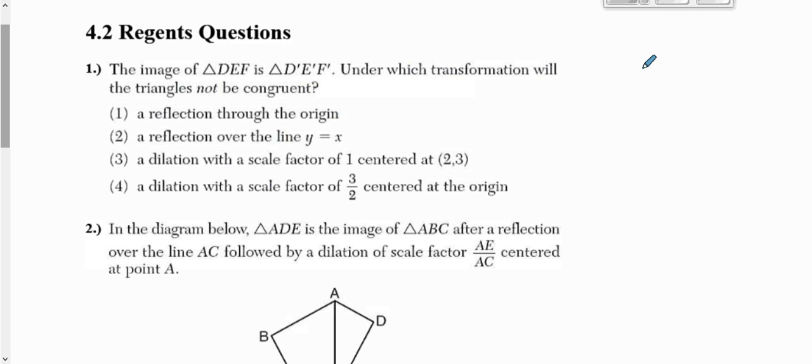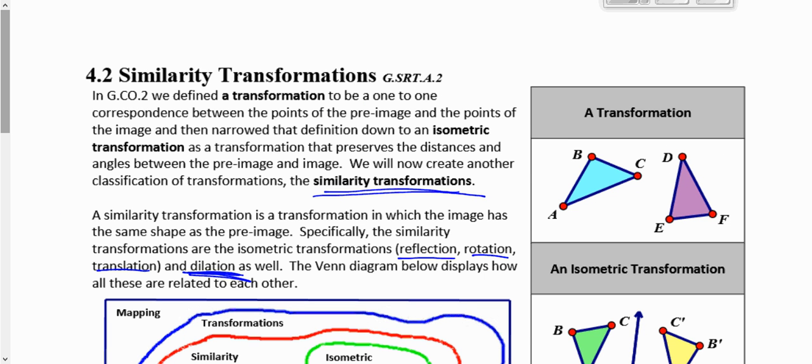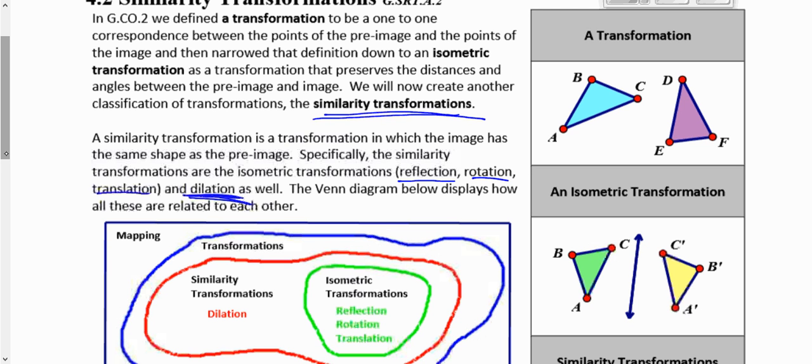Okay, so the Regents question 4.2. I just want to go back and do a quick review before we hit those, of what we did yesterday. So we're now on to similarity transformations, not congruence transformations, right? Similarity. So they're not going to be exactly the same size, but they'll be exactly the same what?